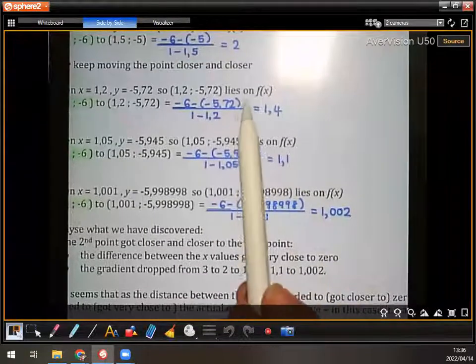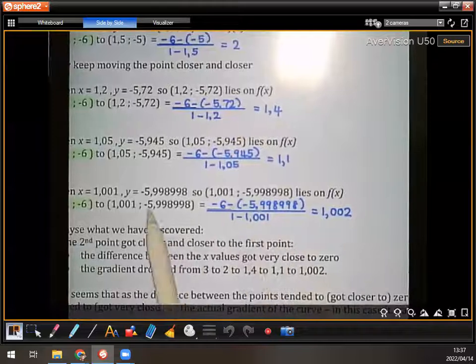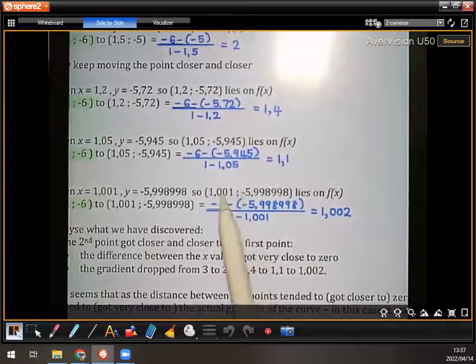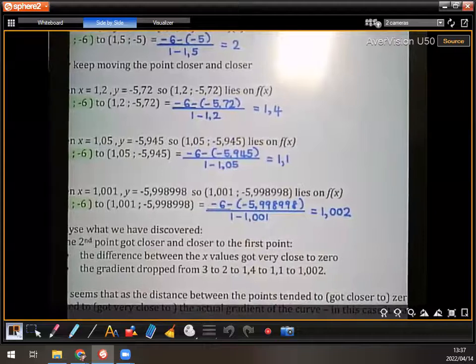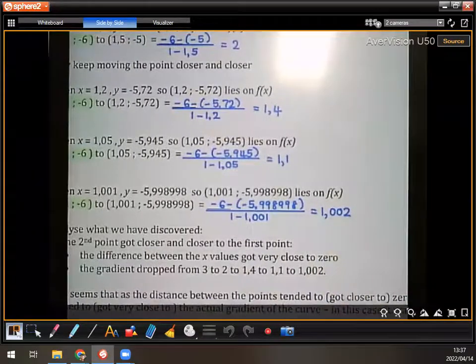So what is happening now here, guys? Do you see that the closer we get to that point, the gradient is getting closer and closer to 1? Right? If we chose a point that was even closer, so say we did 1.0000001, and whatever that y value was, it would be even closer to 1. It would maybe be 1, with more zeros.